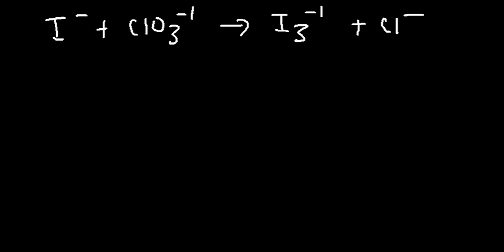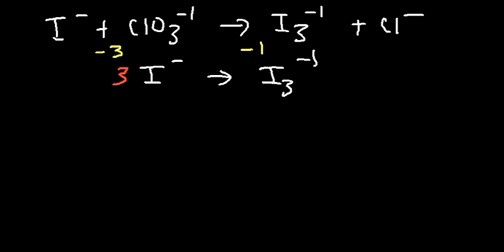So let's start with iodine. So we have I minus converting into I3 minus. So first let's balance the atoms. We have 3 iodine atoms on the right side. Let's put a 3 in front on the left side. So the total charge on the left side is minus 3. On the right side, minus 1. And these numbers, they differ by 2. And negative 1 is larger than negative 3 on the number line, so we're going to add 2 electrons to the right side. So that half reaction is balanced.